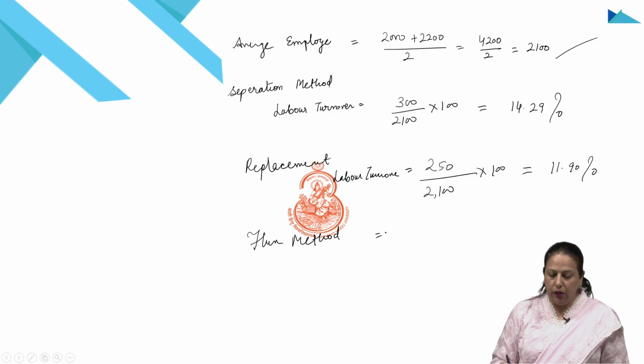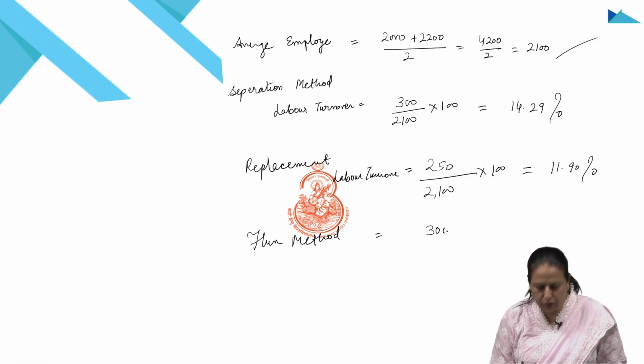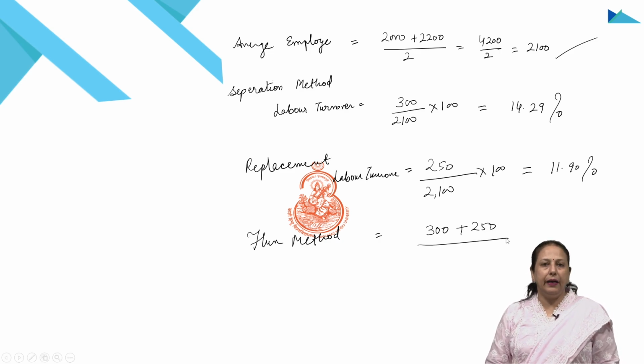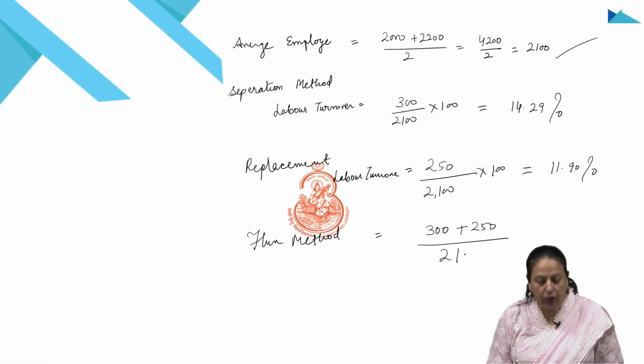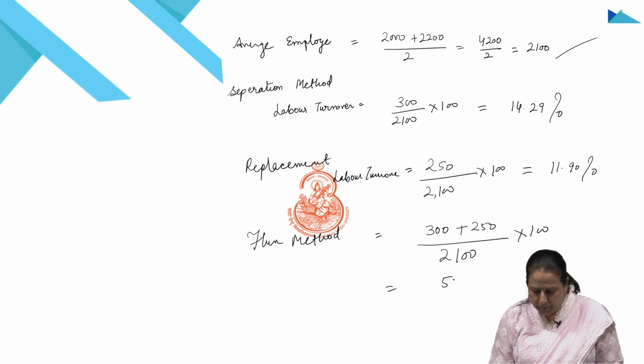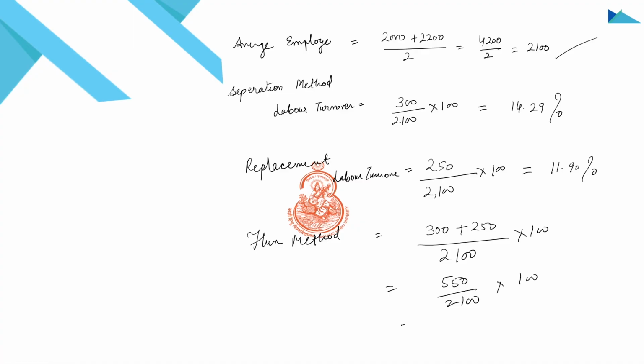Then the third method is the flux method, in which we use the number of separations, which is 300, plus the number of replacements during the year, which is 250, to be divided by the average employees, which is 2100. Our labor turnover rate would be 550 divided by 2100 into 100, which comes to 26.19%, which is also the total of separation method plus replacement method. This is just for your verification.